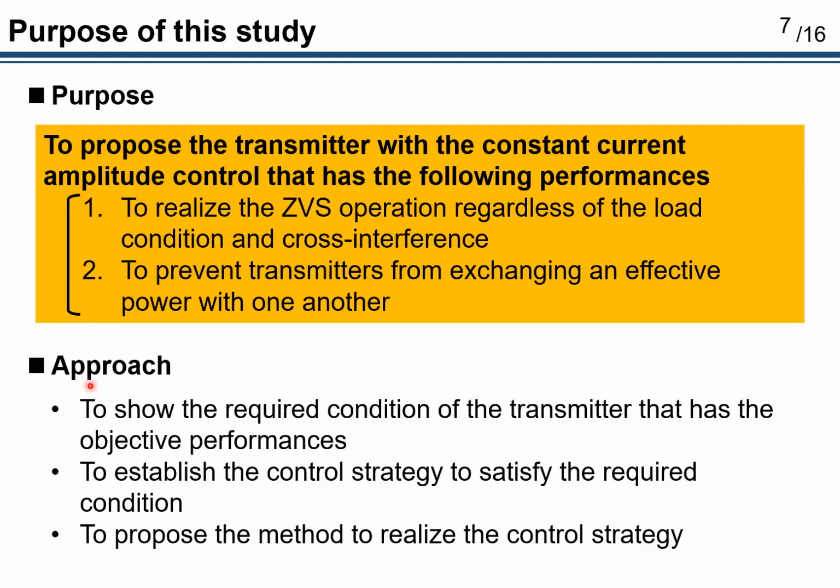As the approach to realize this transmitter, at first, I will show the required condition of the transmitter that has the objective performances. Next, I will establish the control strategy to satisfy the required condition, and finally, propose a method to realize the control strategy.